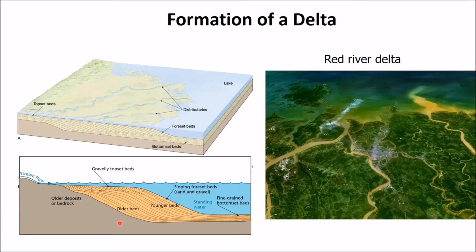Normally it can have different parts: topset, foreset, or bottomset. At the bottomset here, because it's far from the source, the material is very small particles, and this part is larger, such as quartzite or laterite particles. Normally near the sea, the particles of soil and rock are already very small. Normally we have sand, clay and silt.